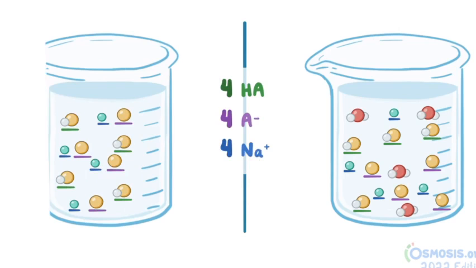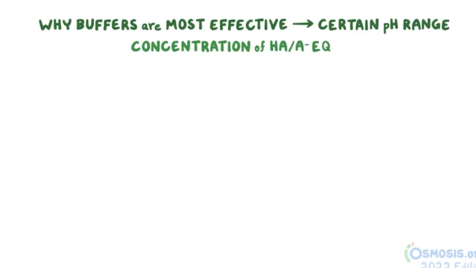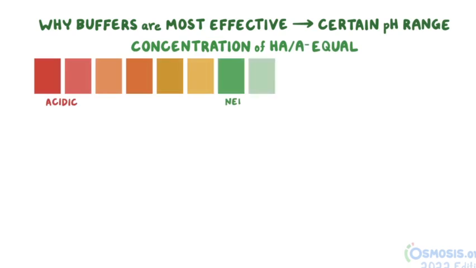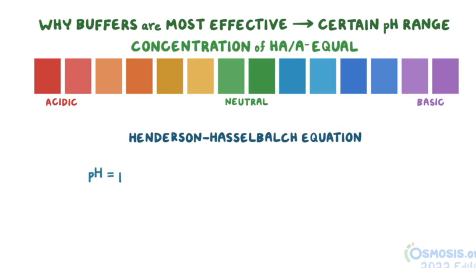Now that we know how to make buffers, let's look at why buffers are the most effective over a certain pH range. Since buffers work the best when the concentrations of HA and A- are equal, let's find the optimal pH for a buffer. To find the pH of a buffer solution, we use the Henderson-Hasselbalch equation, which says that the pH is equal to the pKa of the weak acid plus the log of the concentration of A- divided by the concentration of HA.